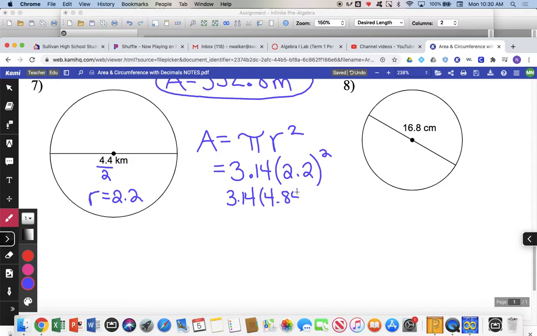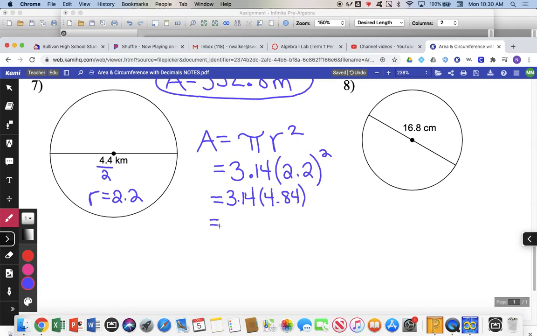So we're doing order of operations. We did our exponents first, 2.2 squared. Is everyone okay with 4.84? 2.2 times 2.2, 4.84, then times 3.14.